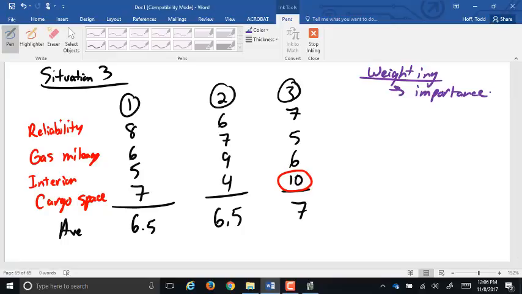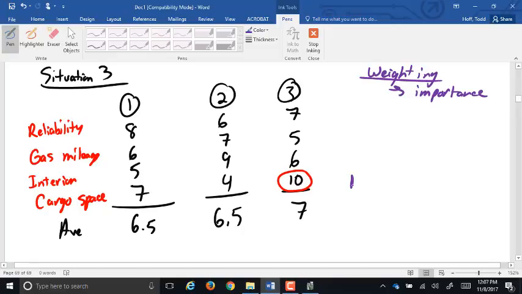Let's say you look at this and you pick which one of these is the least. Let's just go through and figure out some weights for ourselves. For you guys, which one of these 4 features would be the least important to you? Cargo space. So let's assign that a number 1 for now.